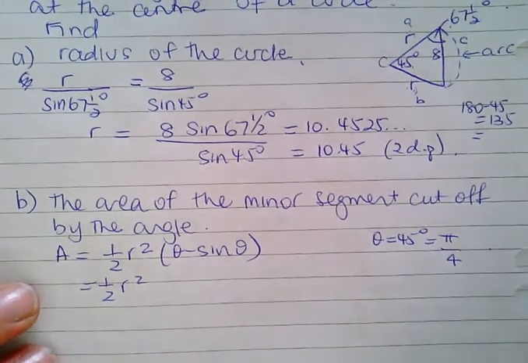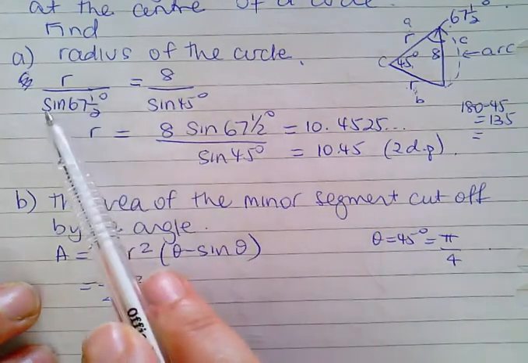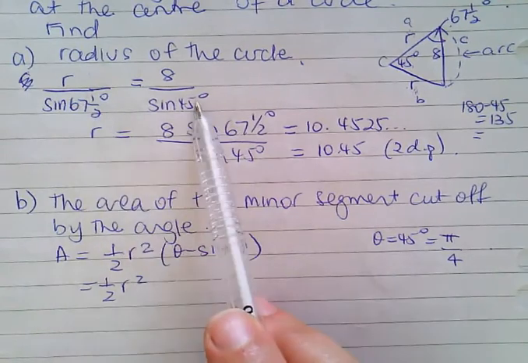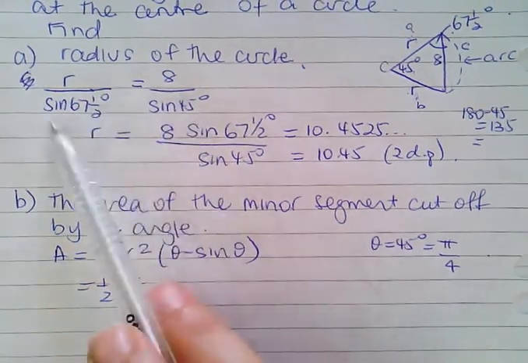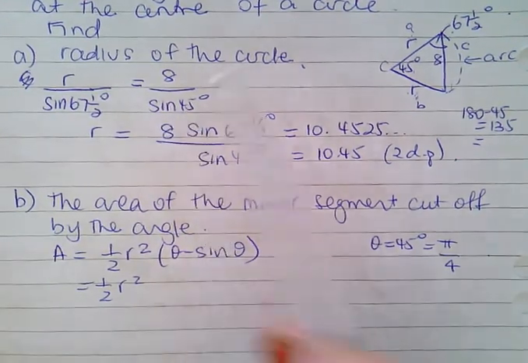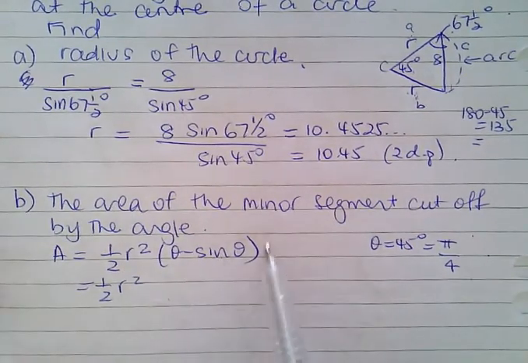Now, if you decided up here to use the sine rule in radians, you'd have to convert the 67.5 degrees and the 45 degrees to radians. It would work if you were in radians mode. But if you're going to use 45 degrees and 67.5 degrees in these formulas, you must use your calculator in degrees mode. So just be careful, please. Now, over here, we only use radians mode for the minor segment.